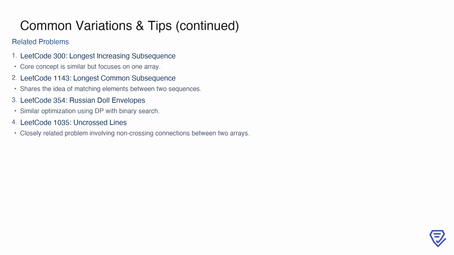For instance, LeetCode 300, the longest increasing subsequence, shares a similar concept but focuses on a single array. LeetCode 1143, the longest common subsequence, involves matching elements between two sequences, making it directly relevant. Another related problem is LeetCode 354, the Russian doll envelopes, which also utilizes dynamic programming combined with binary search for optimization. And of course, LeetCode 1035, Uncrossed lines, is essentially the same problem we're discussing, involving non-crossing connections between two arrays. Exploring these related problems can deepen your understanding of the underlying concepts and improve your problem-solving skills.